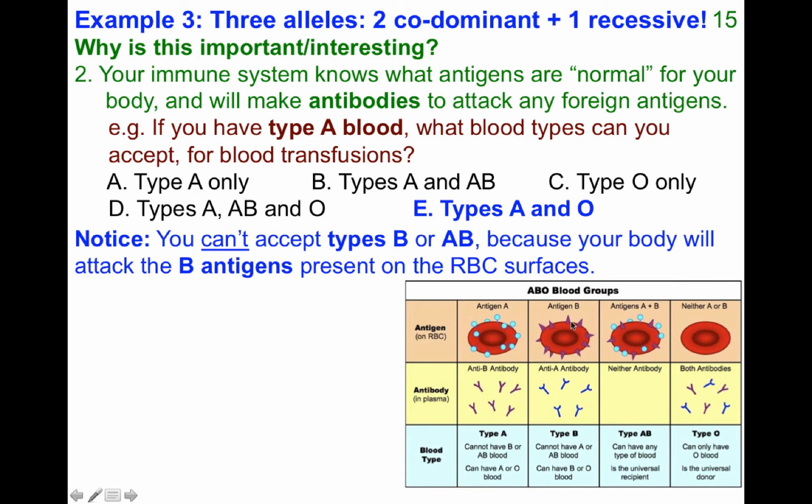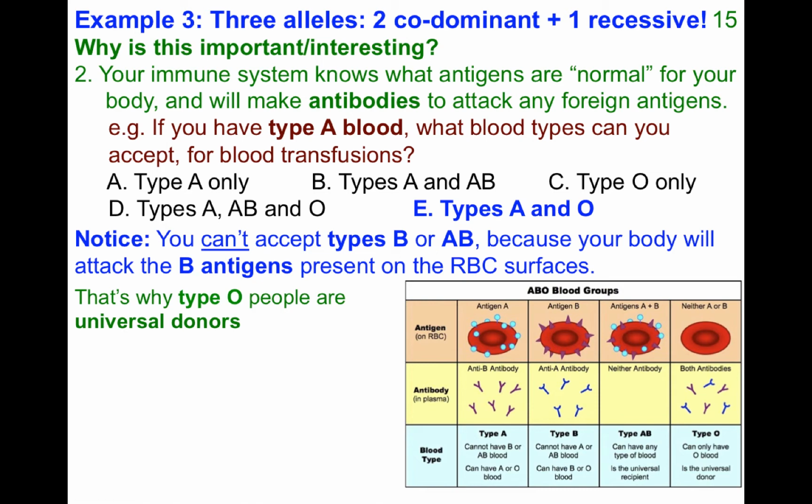That does not belong in our body. That must be some sort of virus, bacteria. Kill, kill, kill, right? So that'd be very bad. You'll be attacking the new blood that you need, and your body would suffer a lot from that. Okay, so you can't take any blood that has type B antigens on its red blood cells.